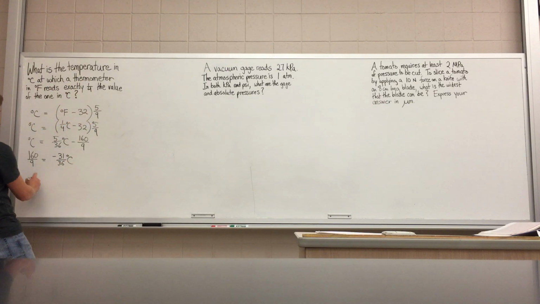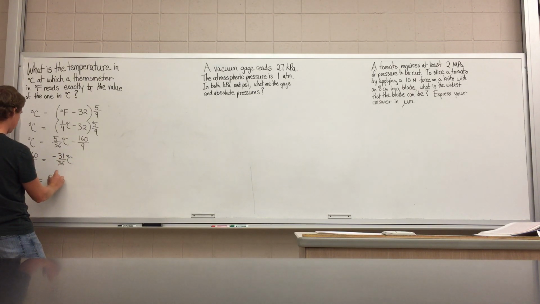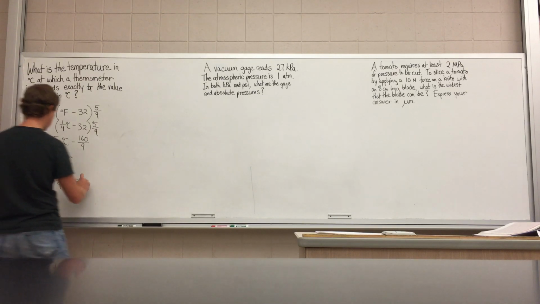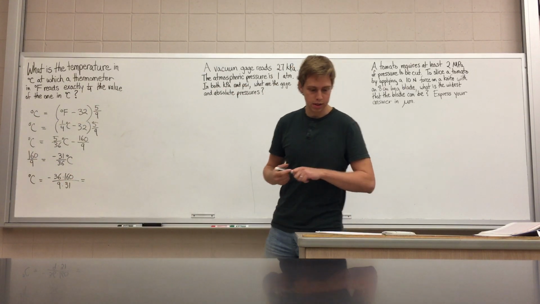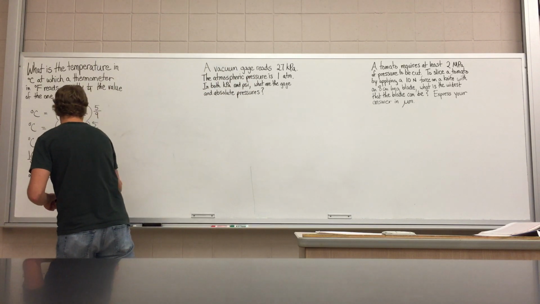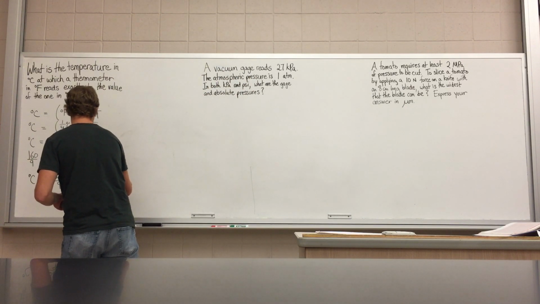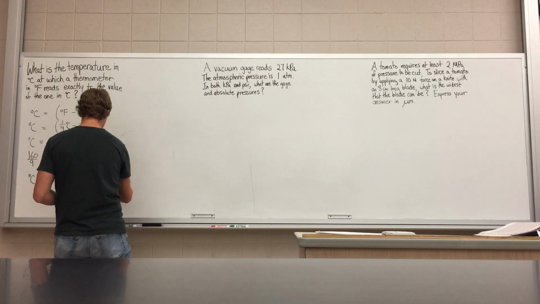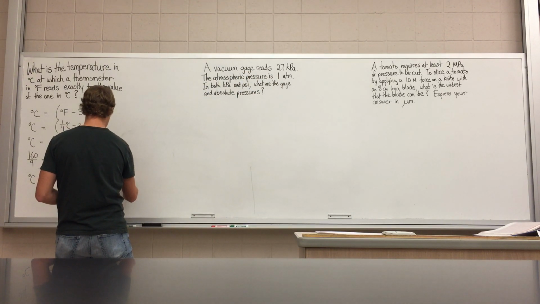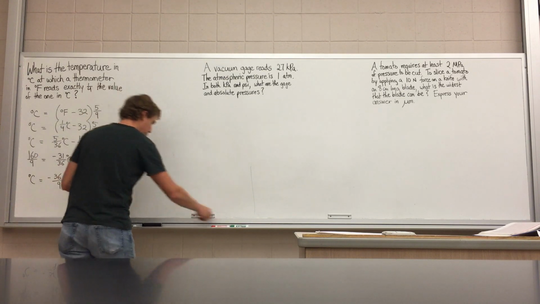Finally, I'm going to solve for degrees Celsius by cross multiplying, and I get that it equals negative 36 times 160 over 9 times 31. Do that on a calculator and see that this comes out to negative 20.645 degrees Celsius.